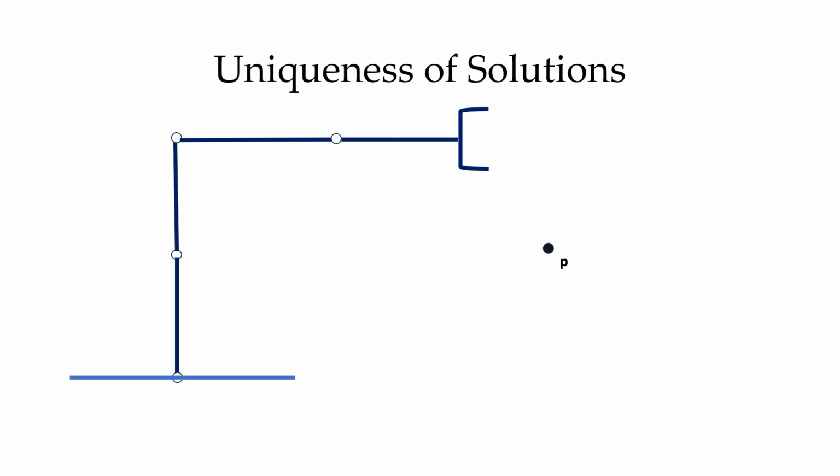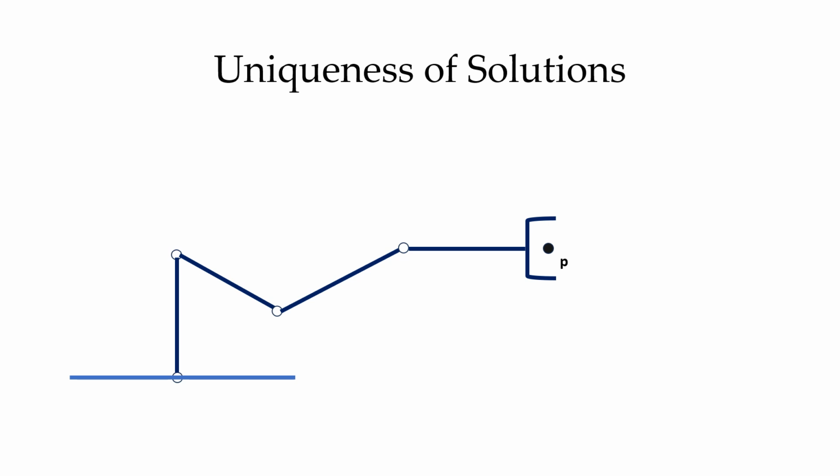And let's see another solution. This is also another way in which it can reach that position. So it emphasizes that for the same position and orientation, we can have different values of joint coordinates, different solutions for the same problem. This demonstrates that the inverse kinematic problem is actually not unique.